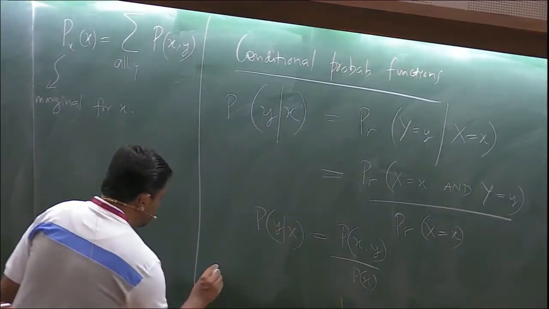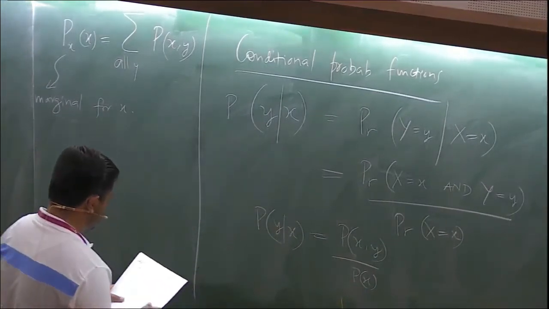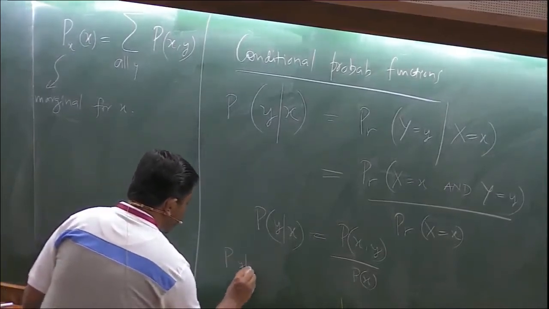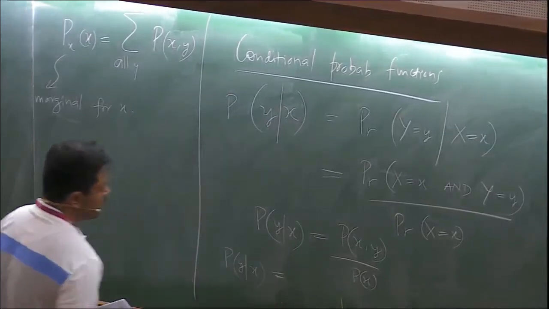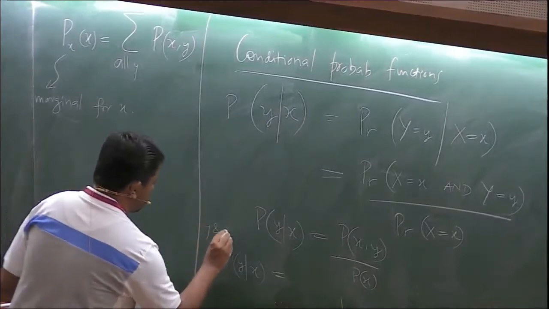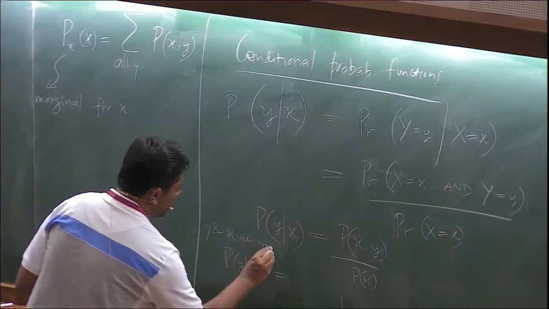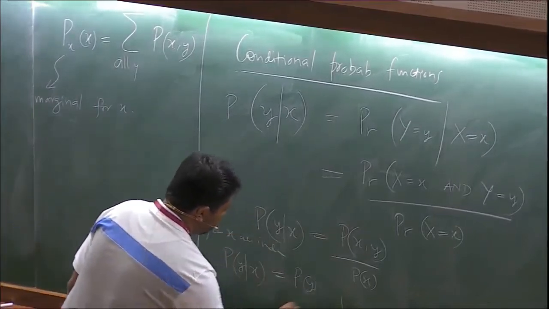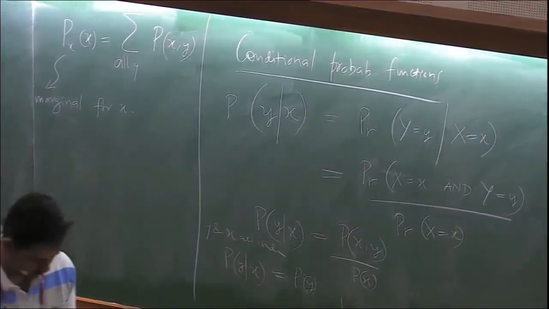So if x and y are independent random variables, then the conditional will just factorize. What will this become? If y and x are independent, then p of y given x will just be p of y, since it doesn't care about what the value of x was.